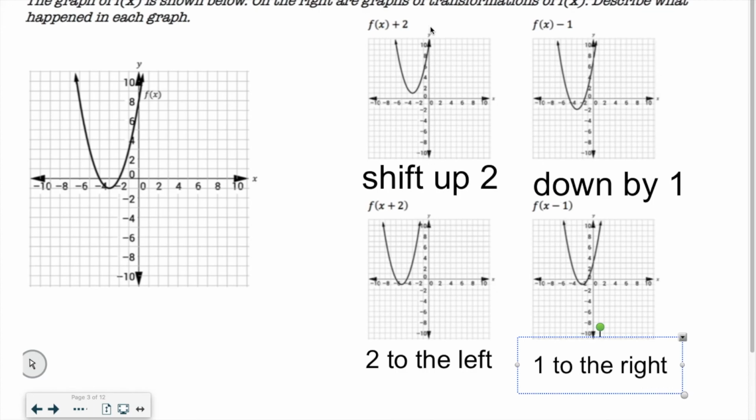So that's how you can tell: outside of the parentheses, that means it's the y. Inside the parentheses, that means that's the x that's moving left or right. So y goes up or down, and x goes left to right.